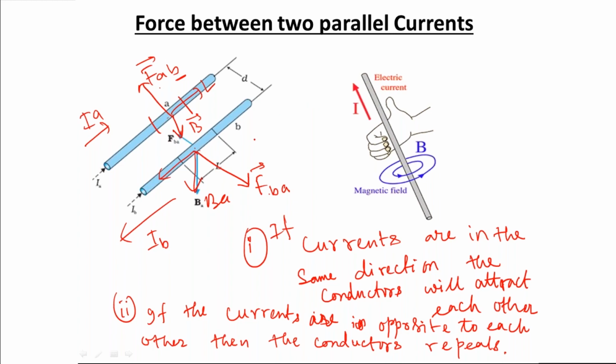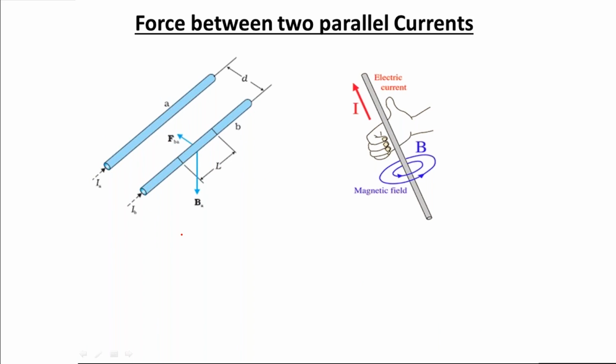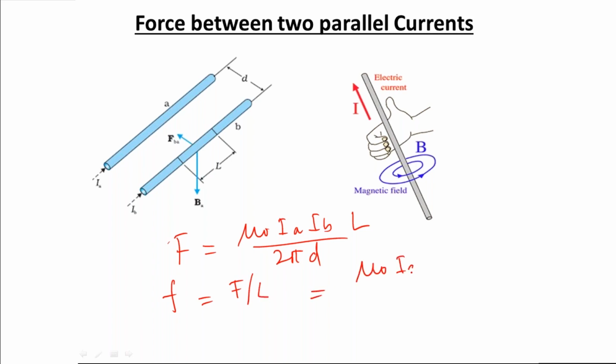See, there can be a question. We have seen that the magnitude of the force we have got is mu naught Ia Ib L by 2 pi b. If you are asked to calculate the force per unit length, then it will simply be mu naught Ia Ib by 2 pi b. If the currents are equal in magnitude, then simply mu naught I square by 2 pi b. So there can be a derivation from this particular portion, or numerical problems can also be there in the exam. So we have to derive this.